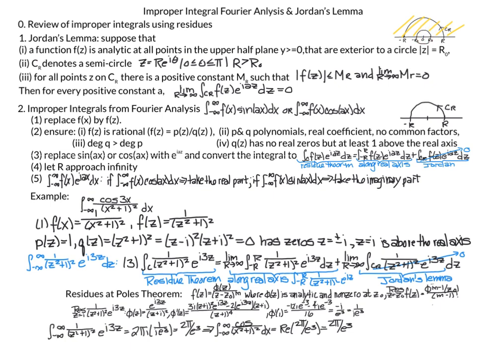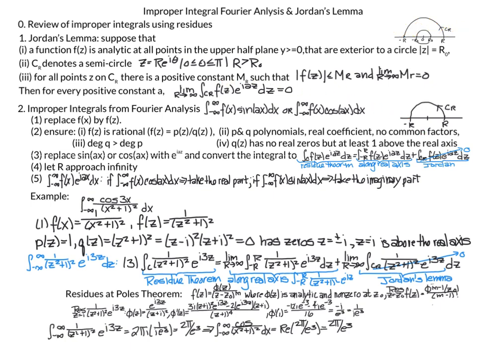Then if c sub r denotes a semicircle where r is greater than r naught, then for all points z on C sub R, there's a positive constant m sub r such that m sub r is greater than the modulus of f of z. And if we know the limit as r approaches infinity of m sub r equals 0, then for every positive constant a, the limit as r approaches infinity of the integral over c sub r of f of z e to the I a z dz equals 0. So this is our final conclusion, which we will be using over here.